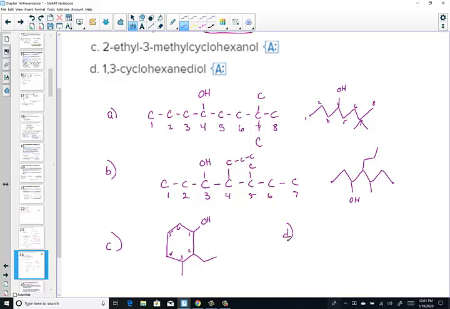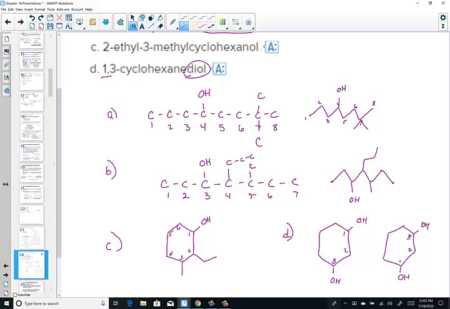And letter D, that's what I read first. 1,3-cyclohexanediol. Okay, so a 6-membered ring, cyclohexane. And then it looks like we have 2 alcohol groups from the term diol. And I'm letting you know they're at position 1 and 3, which is absolutely the same if I had numbered them the other direction. Doesn't matter. Those are the same structures, aren't they?